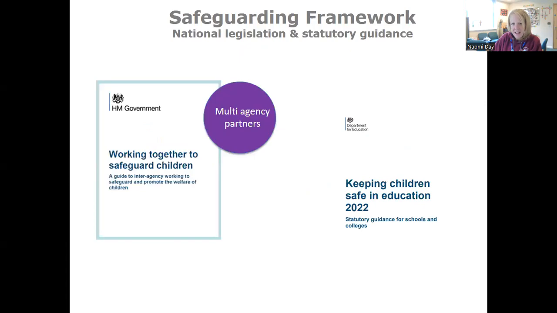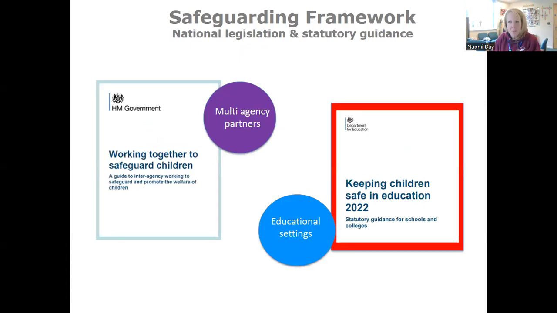Underneath the training, there are a number of documents that you need to be aware of. And one of those documents we ask you to have read specifically. So there are two key documents that we work using in school. One is the Working Together to Safeguard Children. And that is a document that is used by all partners who are involved in working with children. So that's social care, the police, schools, health.